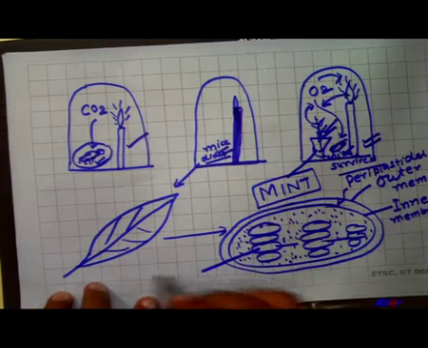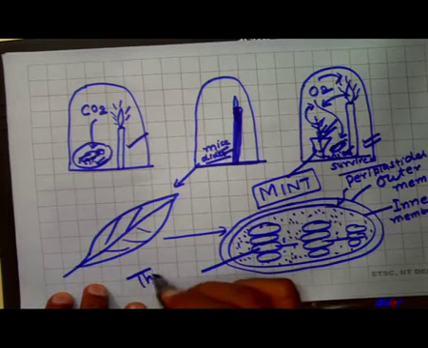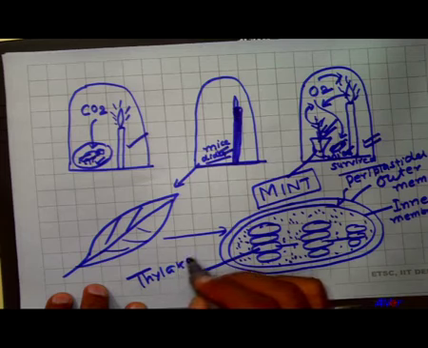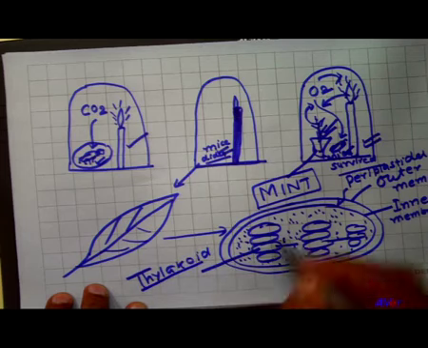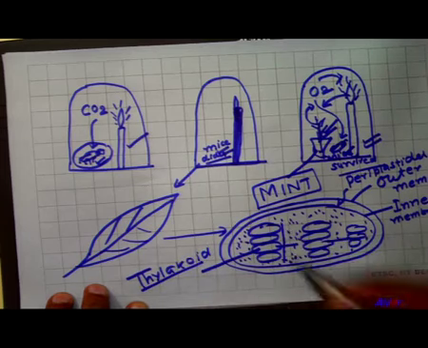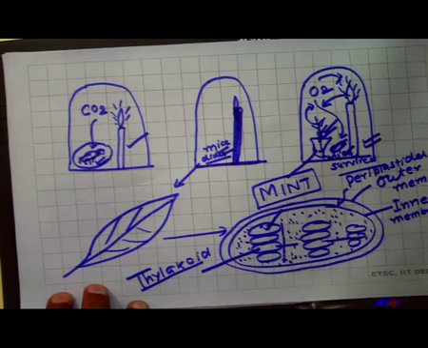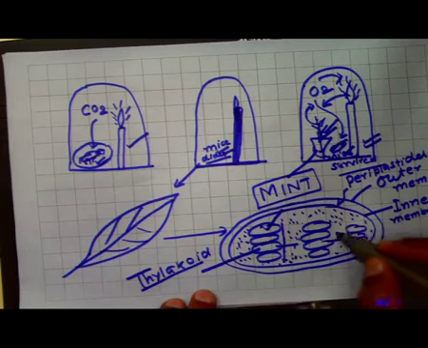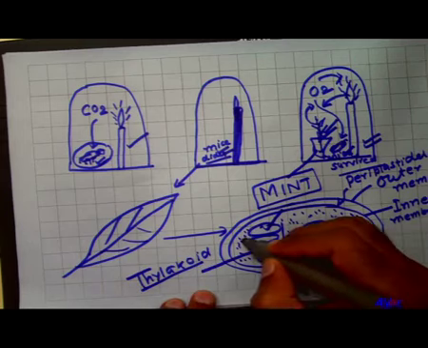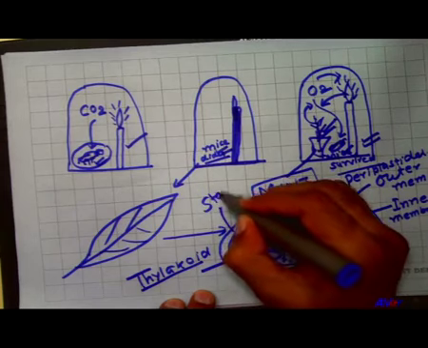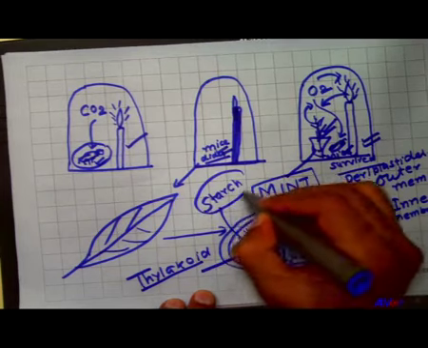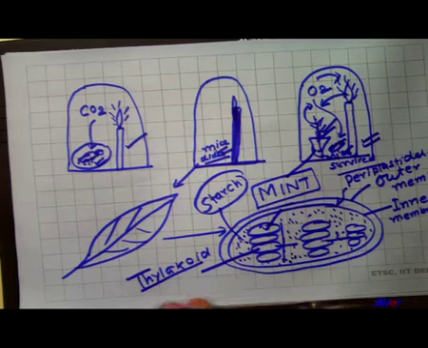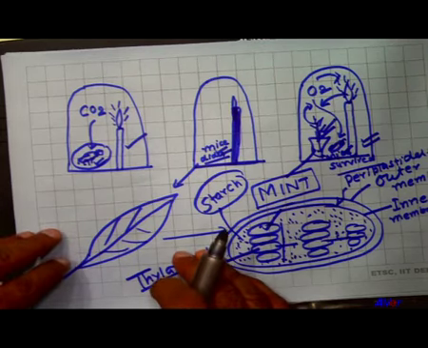This one is a thylakoid. The group of thylakoids forms granum, where the light reaction takes place. According to Julius Sachs, he found that after the photosynthesis, starch was present. So, finally, he concluded that during the photosynthesis, starch is formed.